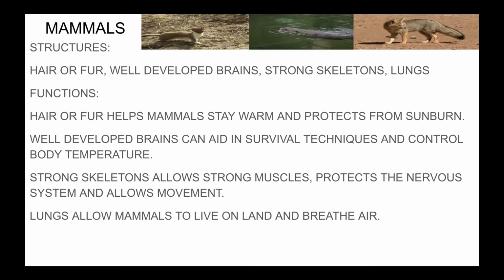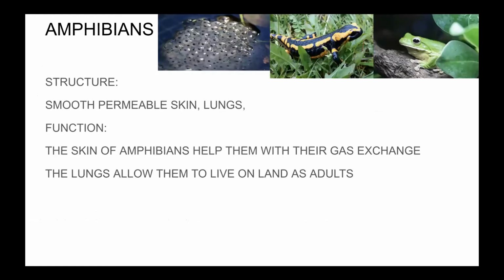Well-developed brains can aid in survival techniques and also help them achieve homeostasis of body temperature. Strong skeletons allow strong muscles, protect the nervous system, and allow movement, and lungs allow mammals to live on land and breathe air.